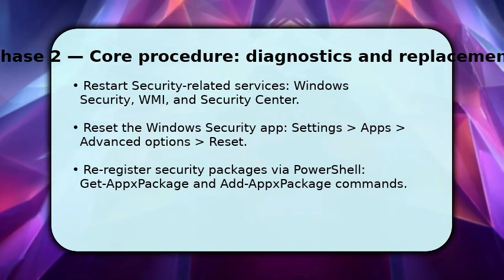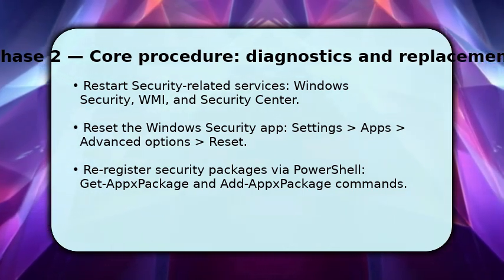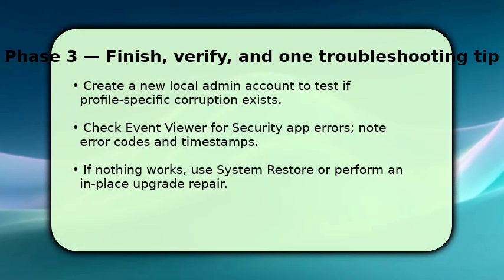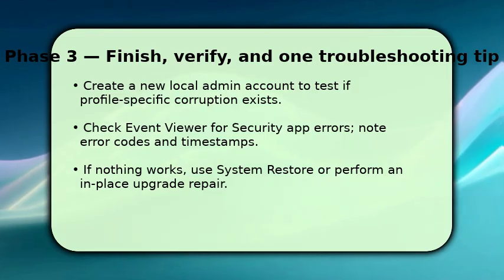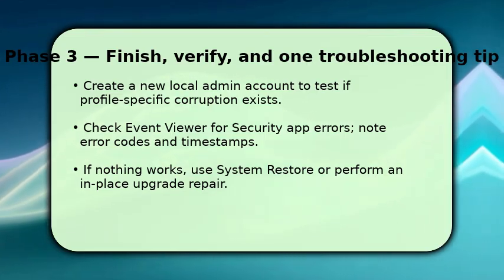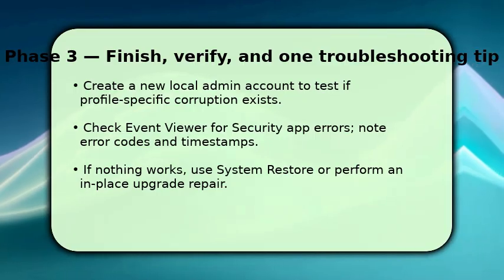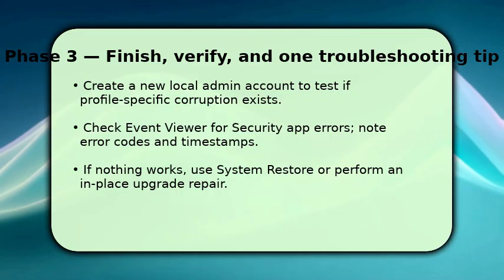To finish, verify whether the problem is per user by creating a new local admin account and launching Windows Security there. If it opens, your profile was corrupted. Also inspect Event Viewer. Look under Applications and Services Logs for error codes and times. Those details guide the next step.